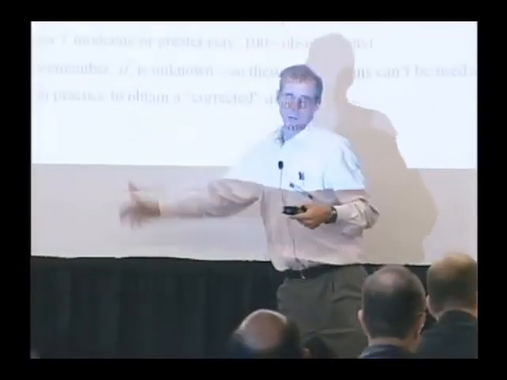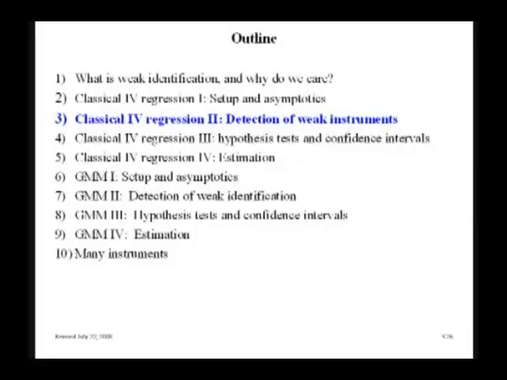There's a problem with this distribution theory, which is that it involves mu squared. Mu squared is the concentration parameter. It's a nuisance parameter that describes the quality, the strength of the instruments. So, unfortunately, these distributions can't be used directly to obtain correct distributions, but instead they can be used to develop theories about how to perform inference better. What I'm going to talk about now is a little bit of detection of weak instruments, and then I'm going to talk about hypothesis tests and confidence intervals.